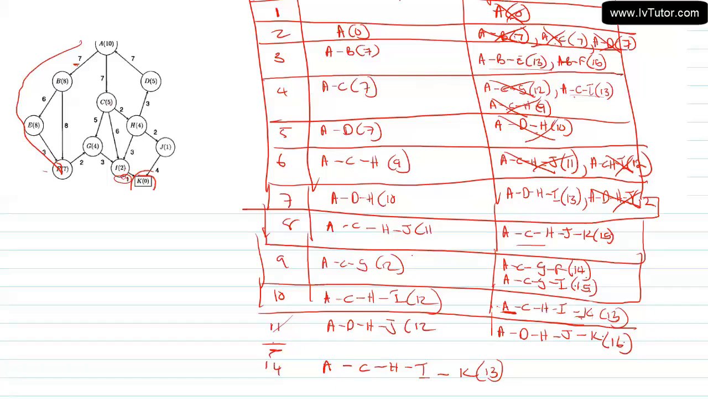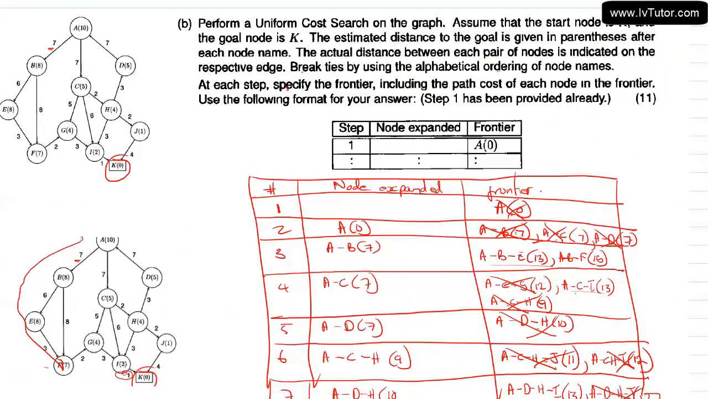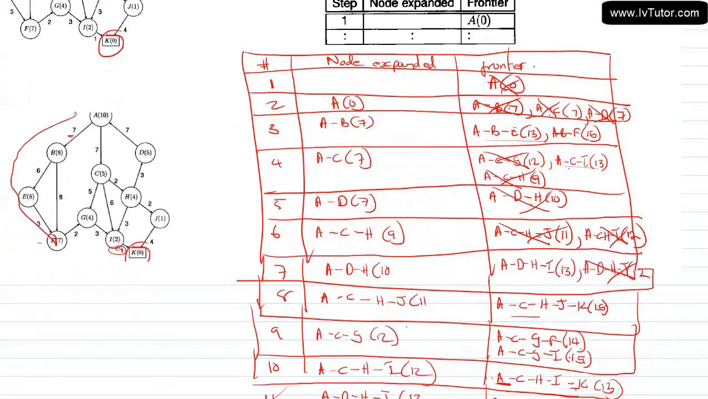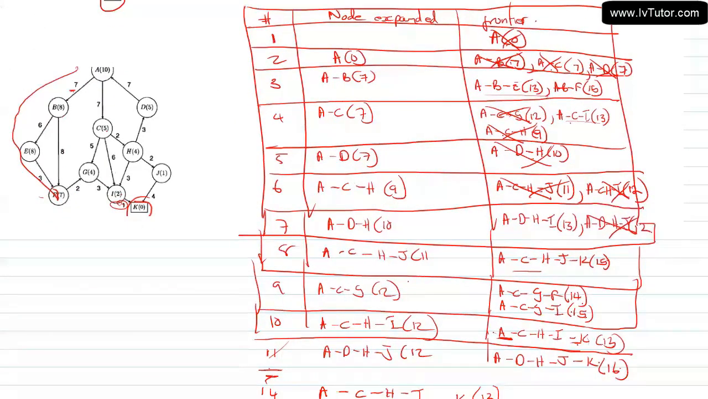All right. Any questions? By the way, what was the question? I wanted to find the shortest path from A to K. And how many marks for this? It was 11 marks. Okay, no problem, thanks.